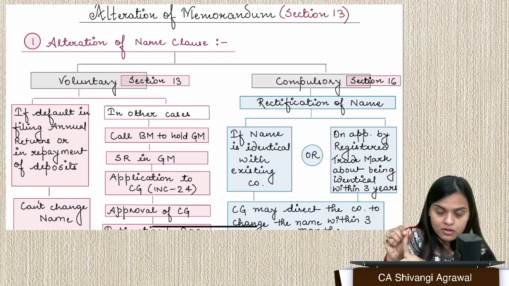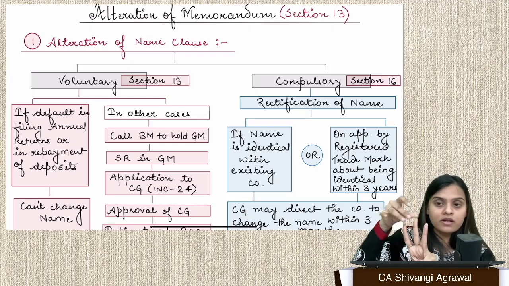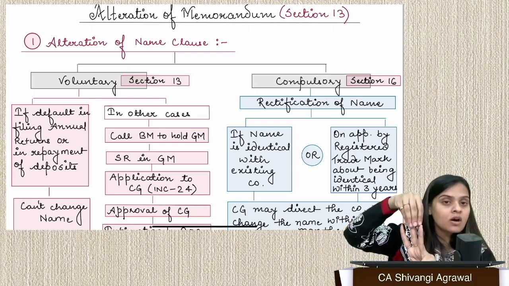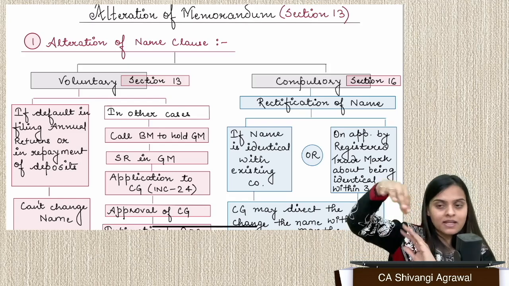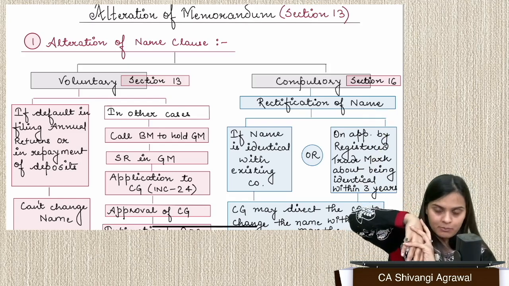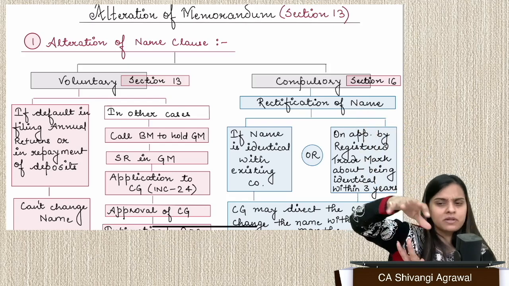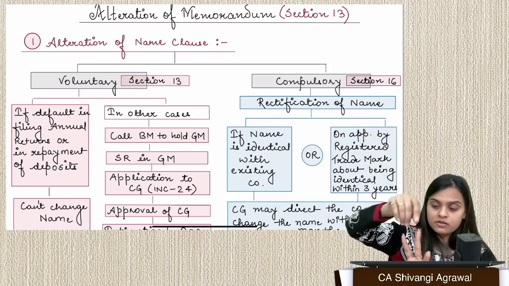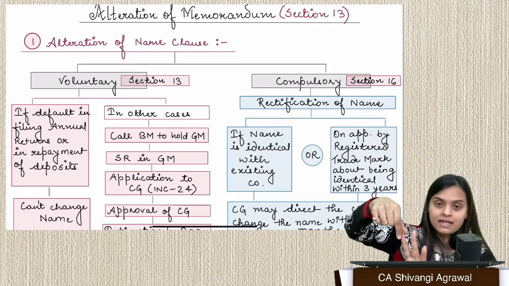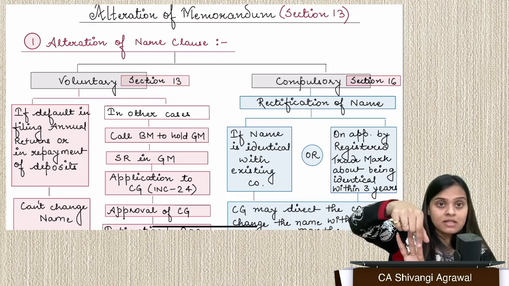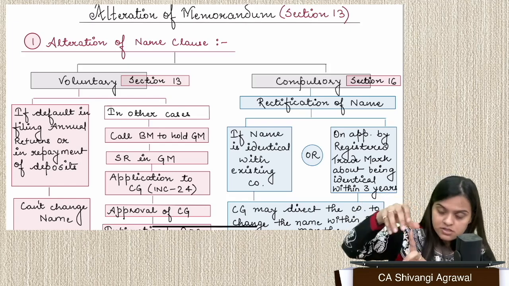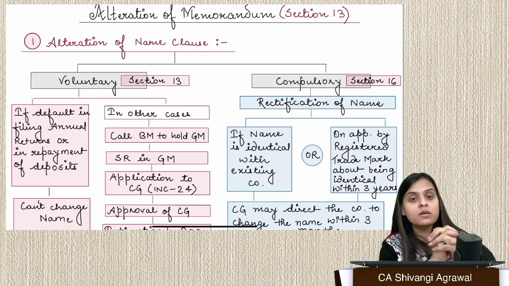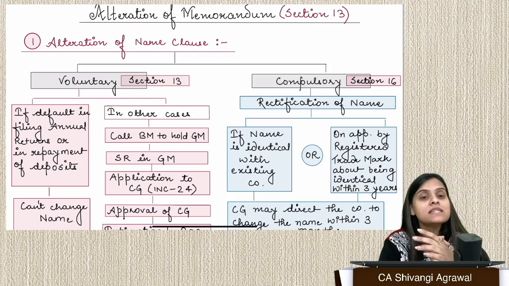First, we have to read about the alteration of only these three clauses: name clause, object clause, as well as situation clause. The rest, capital and liability, you read in the chapter of share capital. You understand it over there, right? Liability clause, let's forget that. Now these three clauses: name clause, situation clause, and object clause. So first is the name clause. Can you change the name of the company? The answer is yes. The company's name can be changed.